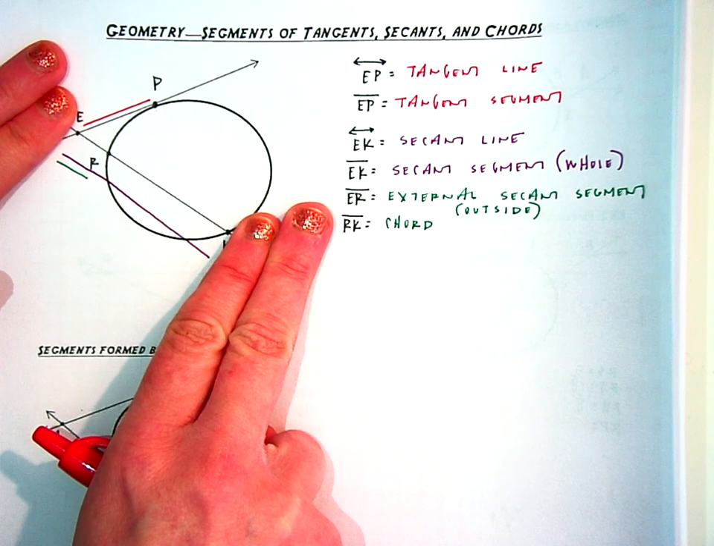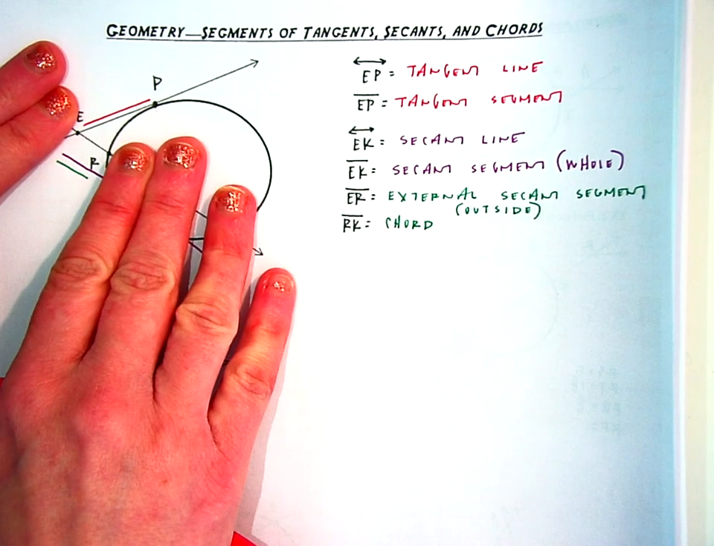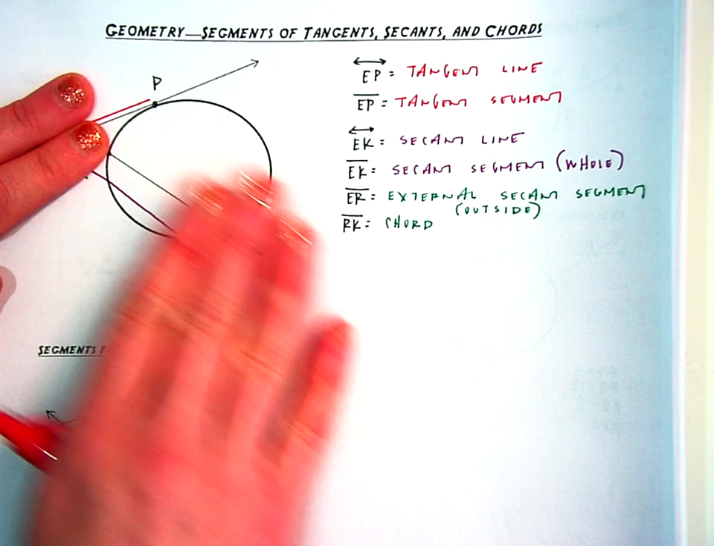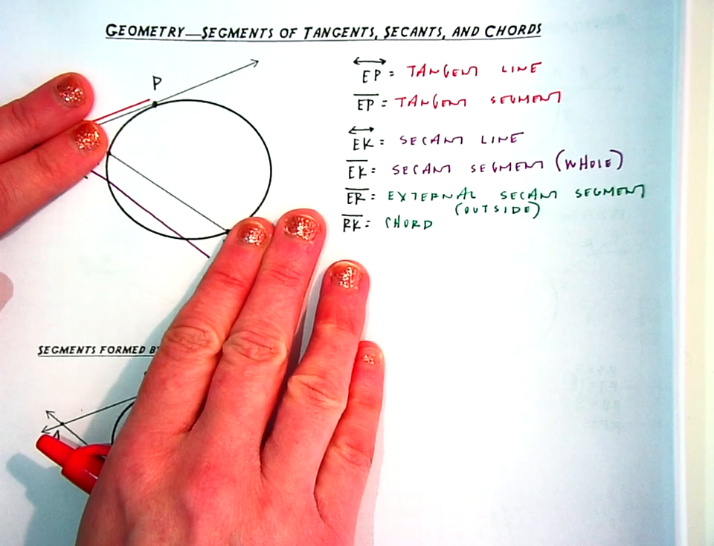If I look at my secant segment, break it up into the two parts. This is the part that's outside the circle. That is my external secant segment. And my portion that is inside the circle, that is a chord.